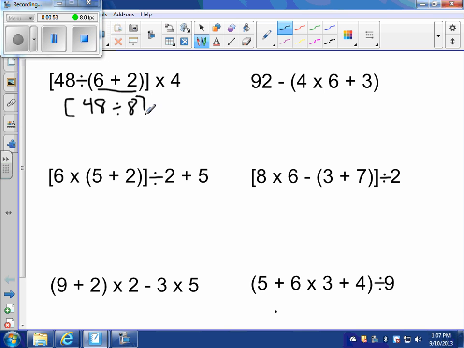Sorry about my bad handwriting. Times 4. I'm going to go ahead and solve what's inside the brackets first. So 48 divided by 8 is 6. So now I have 6 times 4 for an answer of 24.